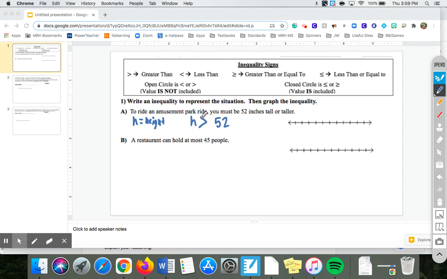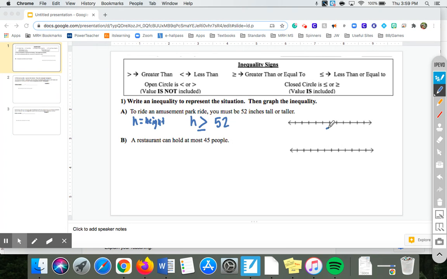So again, greater than, if you can think of the alligator, back to elementary days when you were first presented inequalities, just reading it left to right. This is saying h, this is the greater than sign, is greater than 52. But always think, when you get to this point, can this be equal to? Can my height be equal to 52 inches and then I'm allowed to ride the amusement park ride? In this one, since it's 52 inches tall or taller, yes. So I would put a line underneath to signify that this is h is greater than or equal to 52.